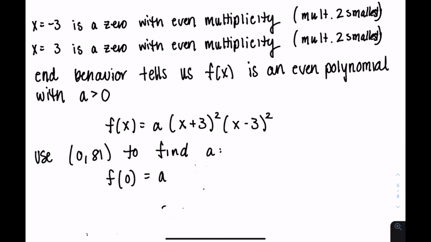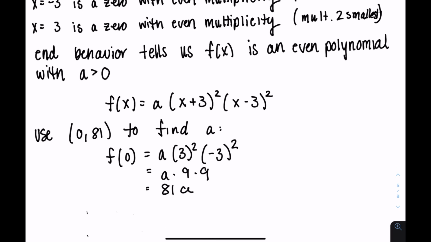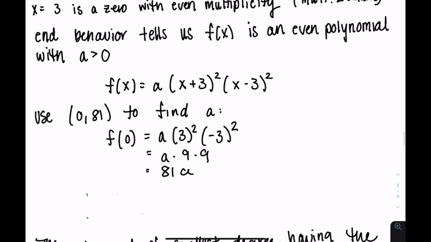So if you plug in 0, you get a times 3 squared times -3 squared. Well, it's a times 9 times 9. So this is just 81a. This better equal 81, so it tells us that a is going to exactly equal 1.